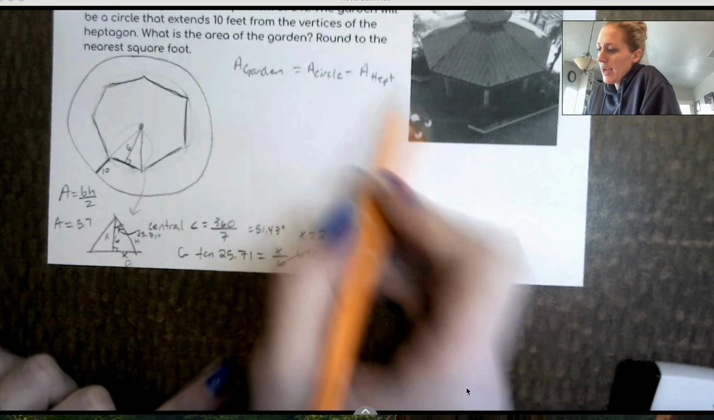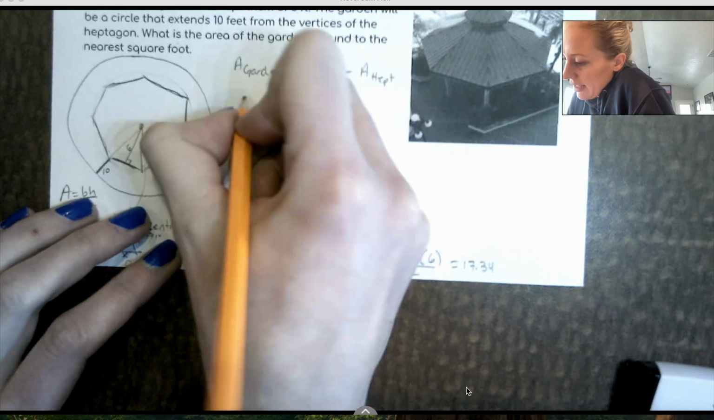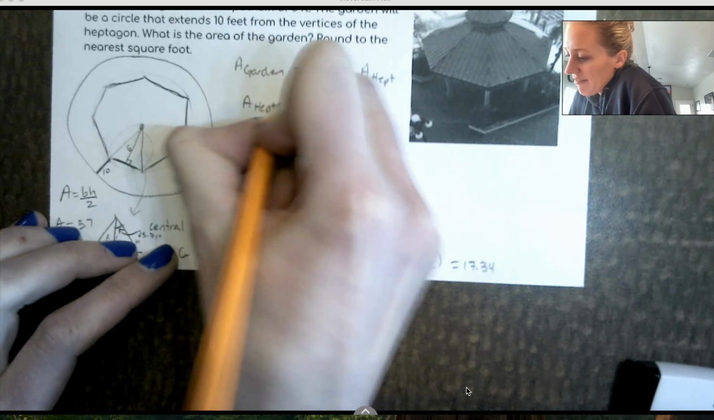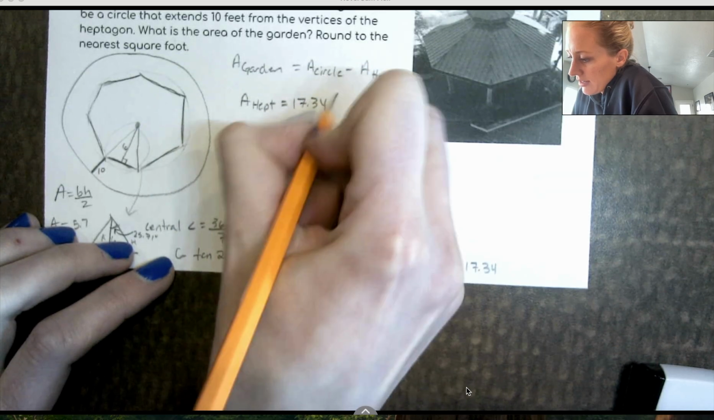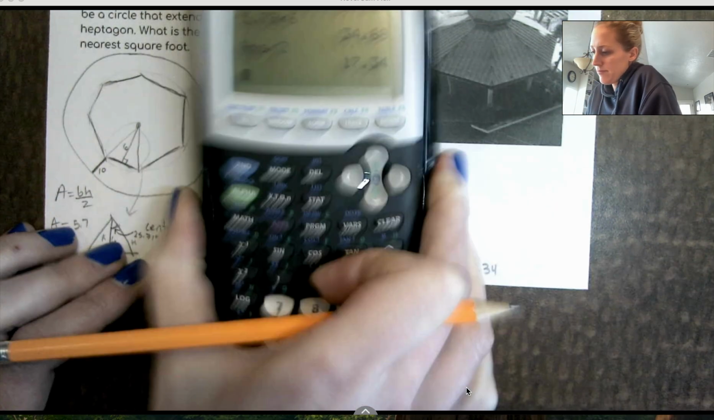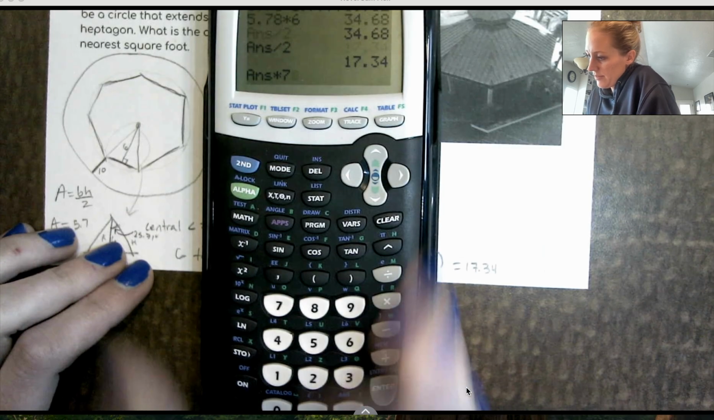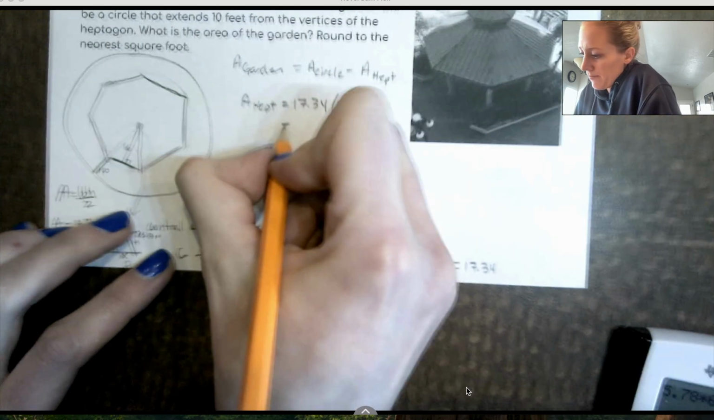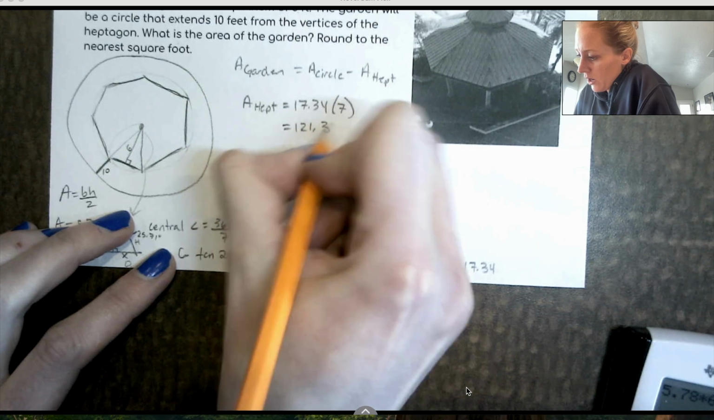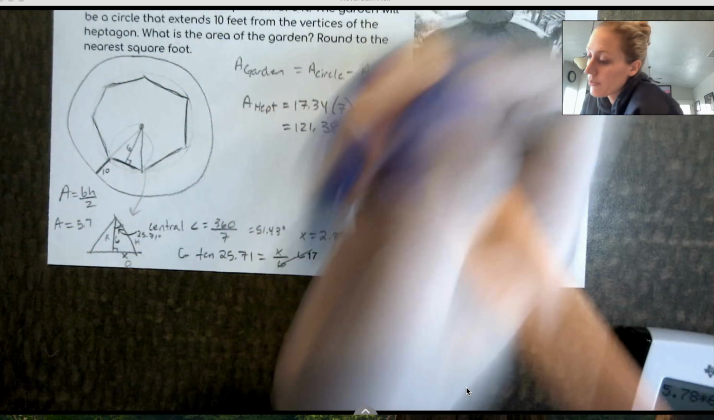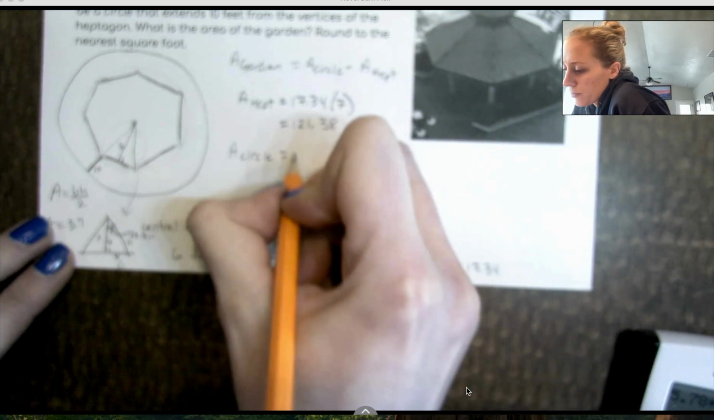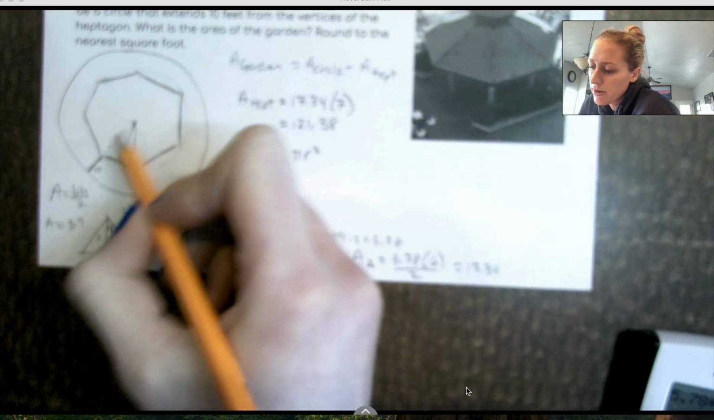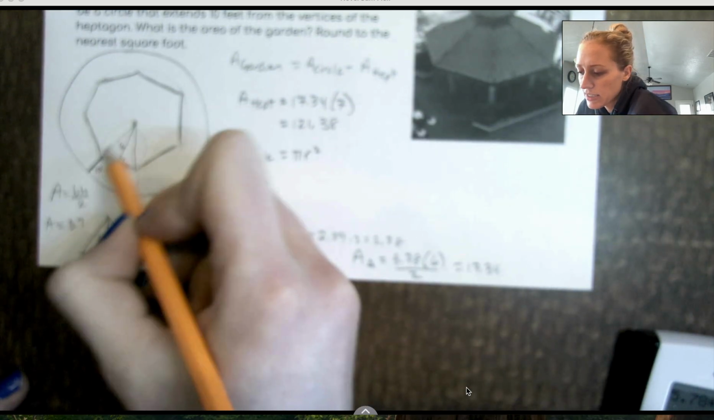Okay, so now the heptagon is 7 of those triangles. So we're going to do 17.34 times 7, which is 121.38. All right, so there's our area of the heptagon. Now the area of the circle. All right, so we need the radius, right? So we need pi r squared. So the radius is 10 plus this guy.